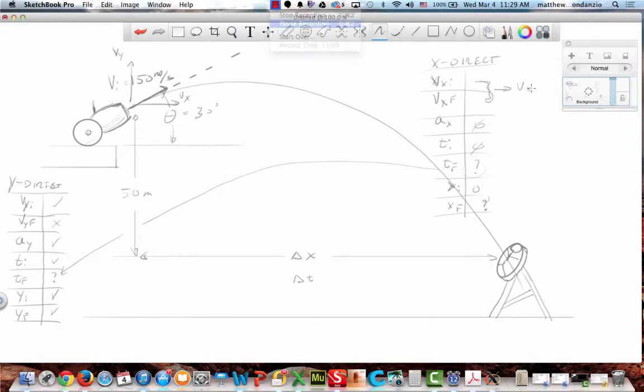Okay, so here's how we're going to do this. I've laid out all of my facts, my variables. What I want to do is take this and put it on a different layer so I have it.